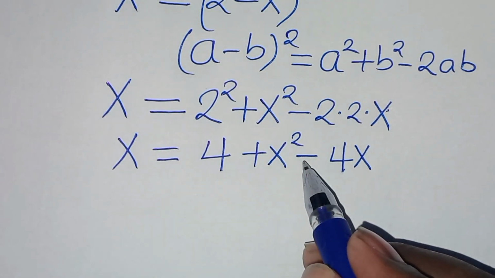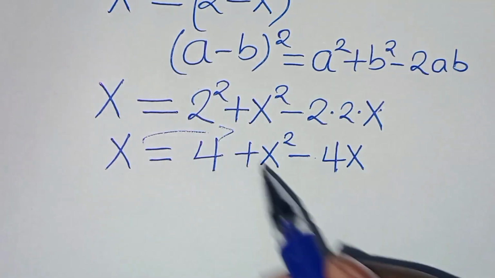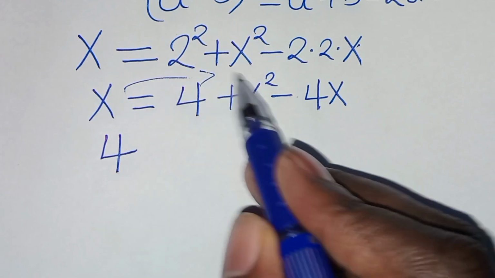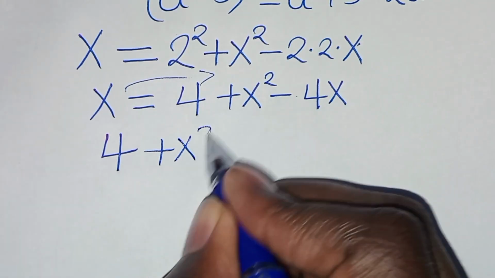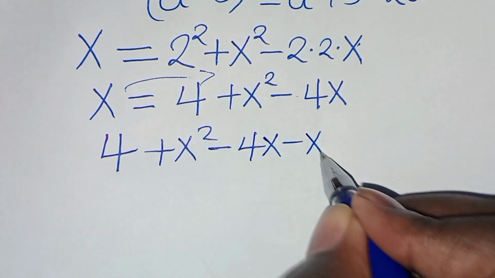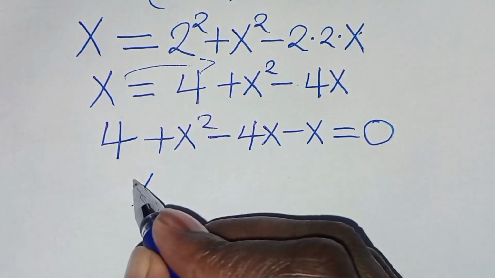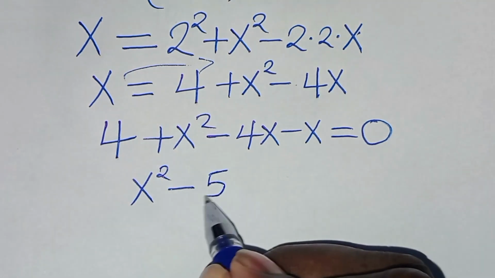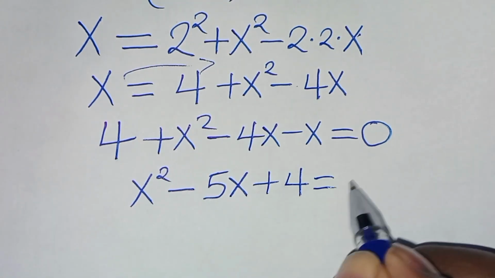The next step, let's take x to the right hand side. So here we have 4 plus x squared minus 4x, then subtract x, equal to 0. So here we have x squared minus 4x minus x, this is 5x, then plus 4, equal to 0.